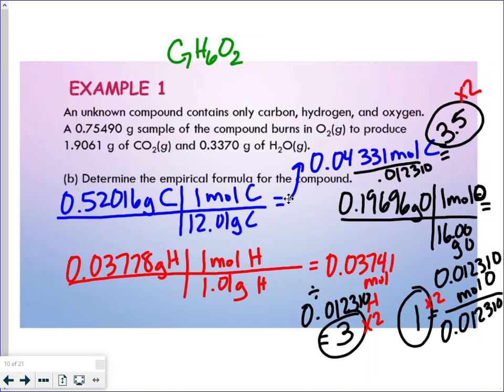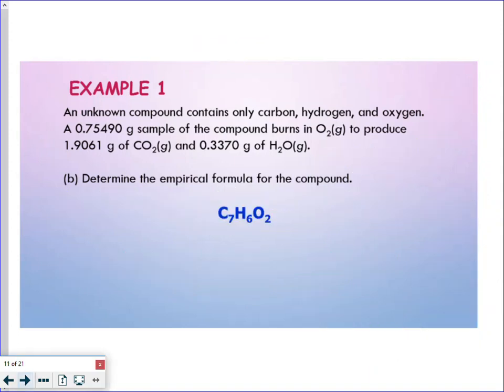This one stops at empirical formula, but other problems may ask you to find molecular formulas if they give you a molar mass of the molecular formula, like in number 2. So let's go ahead and get started with number 2. Now the next one has 4 elements in it.